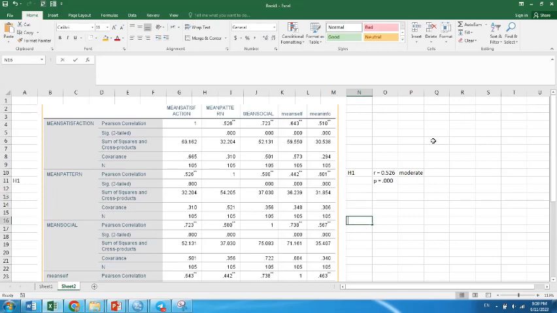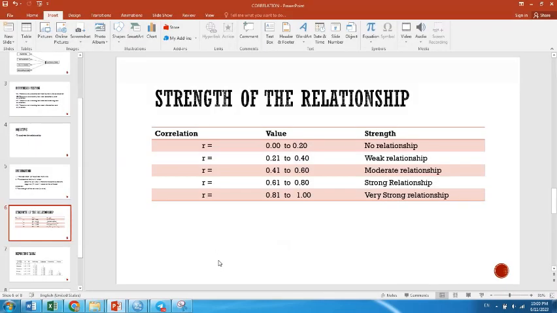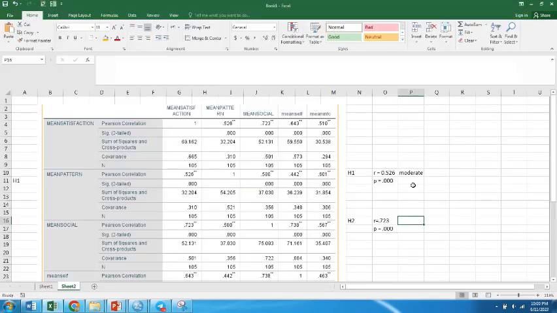Now let's check your hypothesis 2. Let's check the R value. R equals 0.723. What about P? P equals 0.000. What does it mean? 0.723, let's check here, 0.7 has a strong relationship. It means that socializing has a significant, positive, and strong relationship with satisfaction.